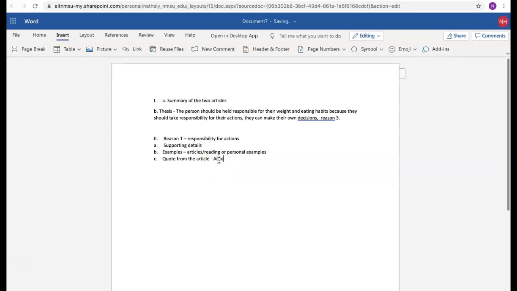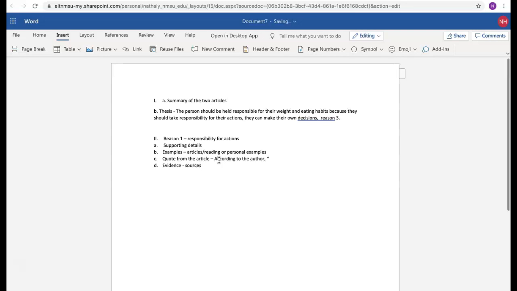Now, just remember that you need to put a signal phrase, right? So you could say, according to the author, and then you put the quote. So you can go ahead and do that. Also, to support a reason or to develop a paragraph, you can also have evidence.